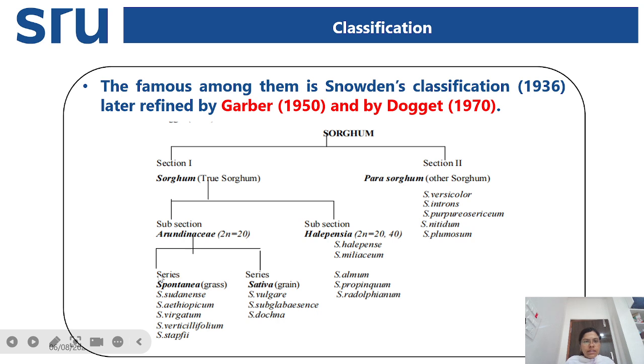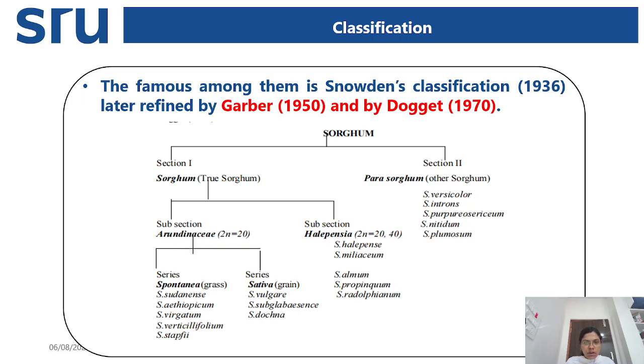And next is the series. It was divided based on the type: Spontanea is the grass type, and Sativa is the grain type. So in Spontanea, we have Sorghum sudanense, Sorghum ethiopicum, Sorghum virgatum, Sorghum verticilliflorum, and Sorghum stapfii. Whereas in Sativa, the grain type, we have Sorghum vulgare and Sorghum subglabrescens.